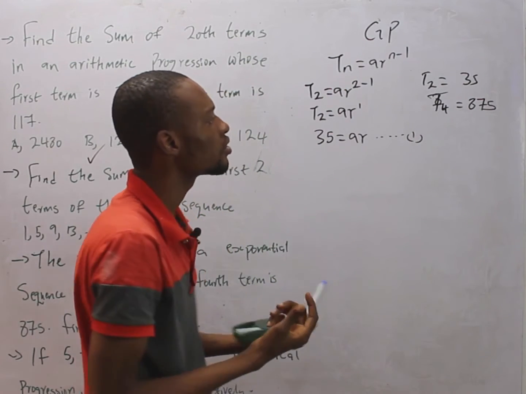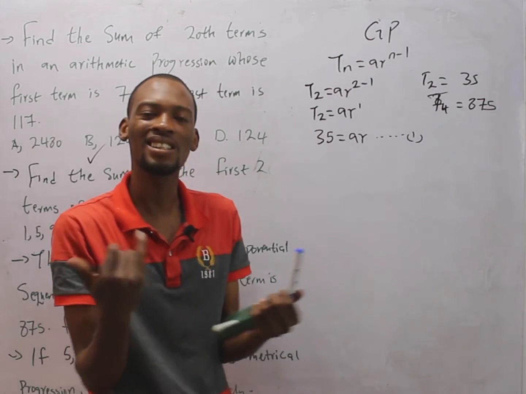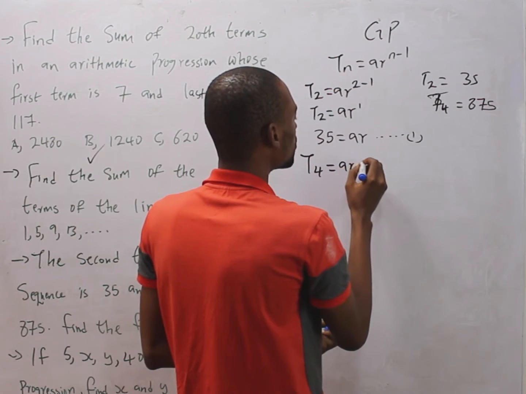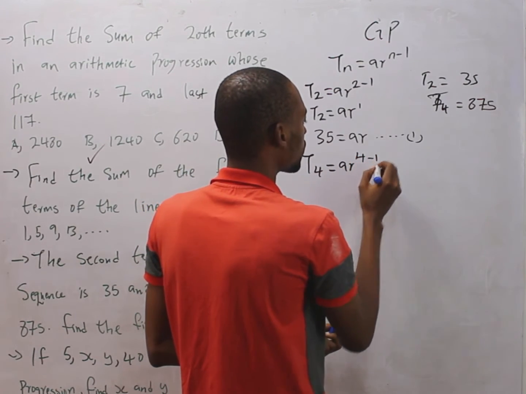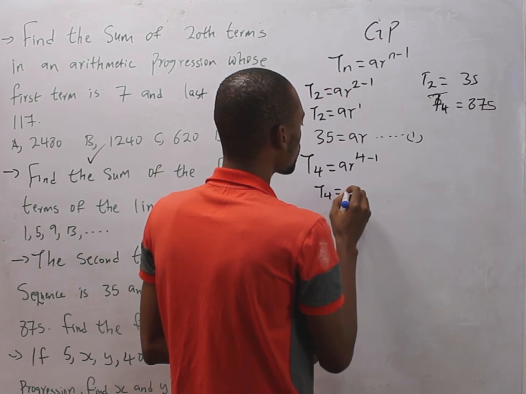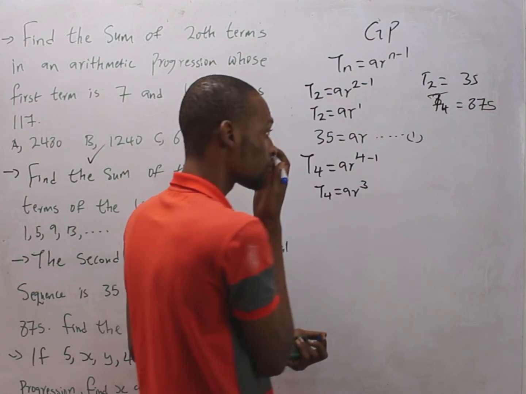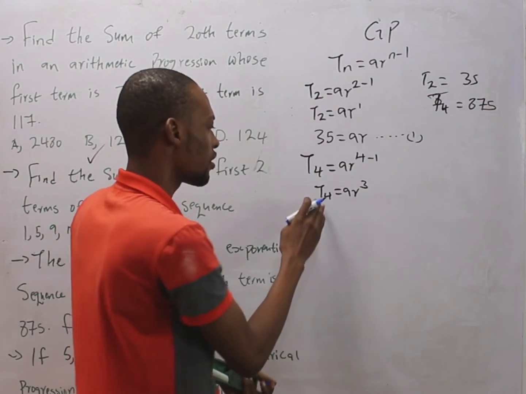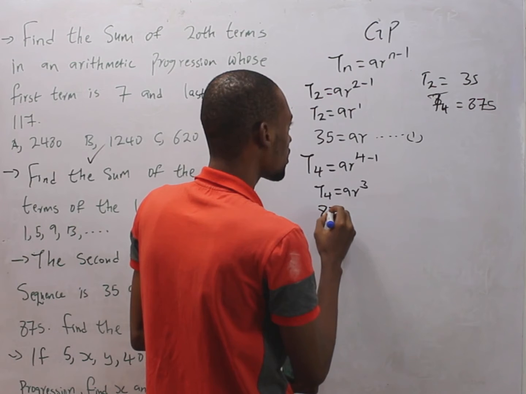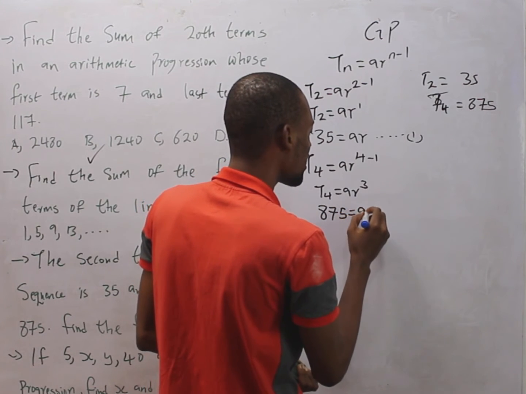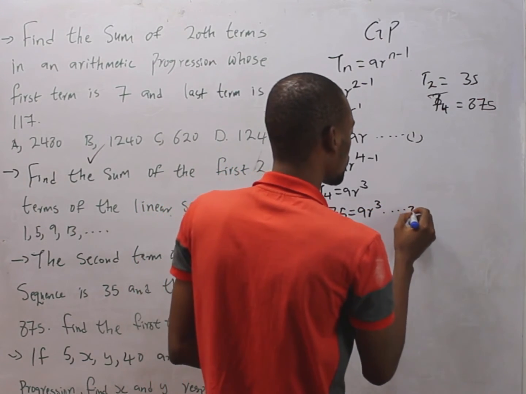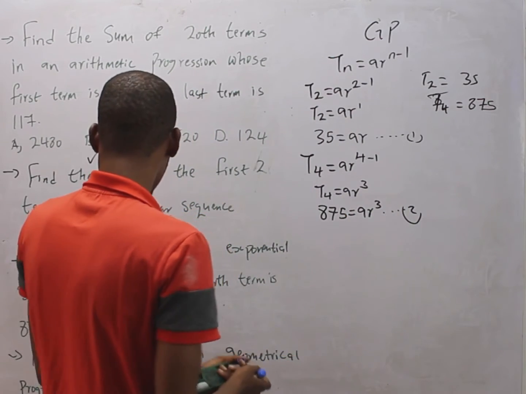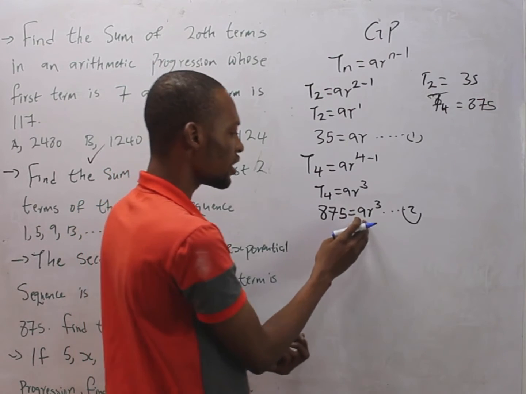Then T4. T4 is the fourth term, when n is equal to 4. So T4 = ar^(4-1). T4 = ar raised to the power of 3. And T4 is equal to 875. This means 875 = ar^3, equation 2. So we have this equation, we have this other equation. We are looking for the first term, which is a.